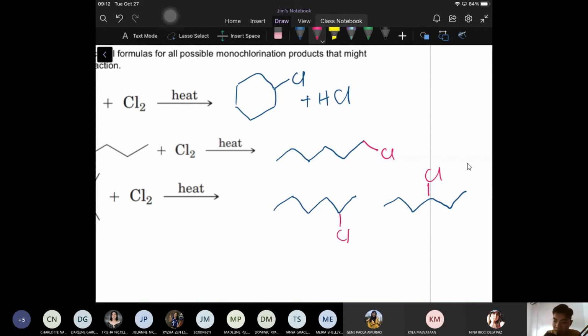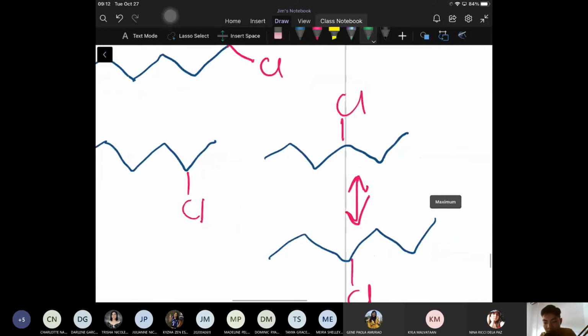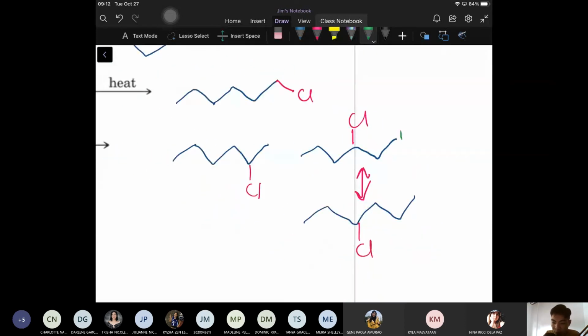No? Sir, pwede po ba na nandito yung Cl? Pwede rin. However, these two compounds are the same. Same lang yan, dalawang yan. Ano name neto? This is 3-chlorohexane. Yung chlorine niyo nasa third carbon from the left. No? If I'm going to give it a substituent number, 1, 2, 3. Nasa third carbon yung chlorine mo from the right. Okay, so yung magiging locant ng iyong Cl ay 3 instead of 4.